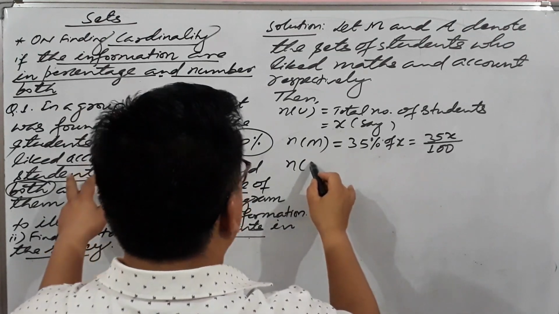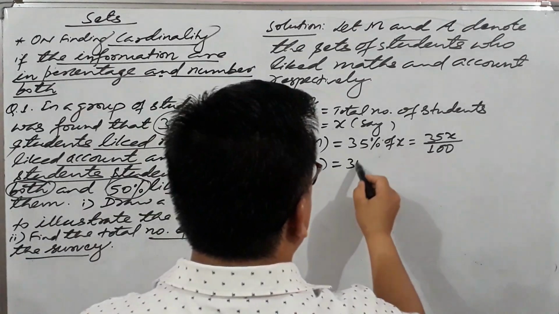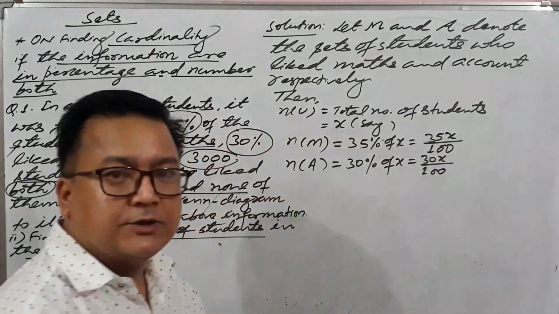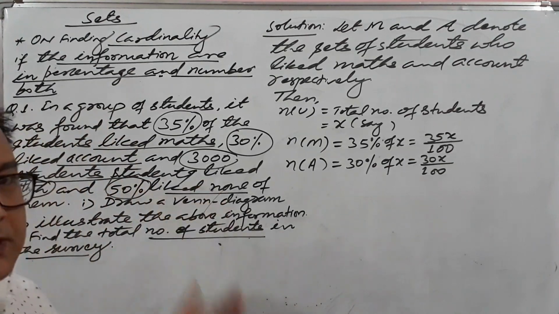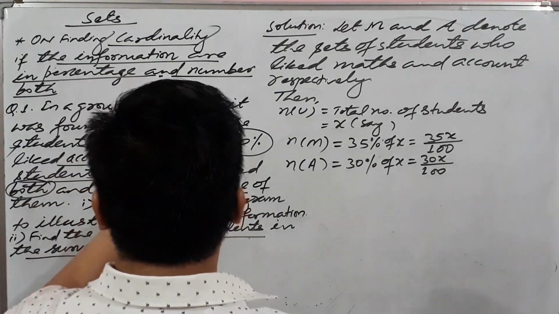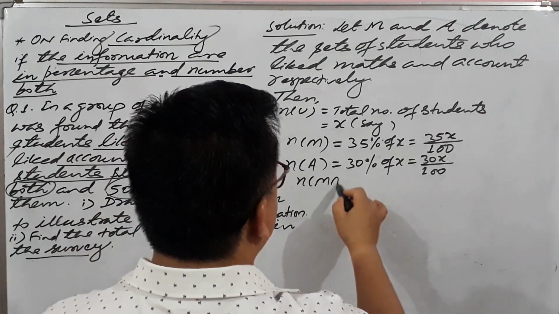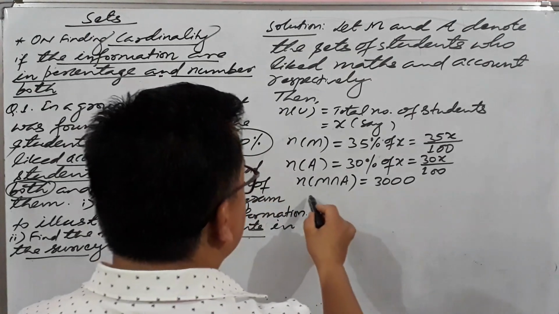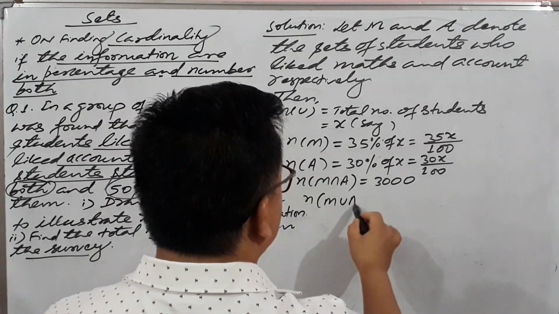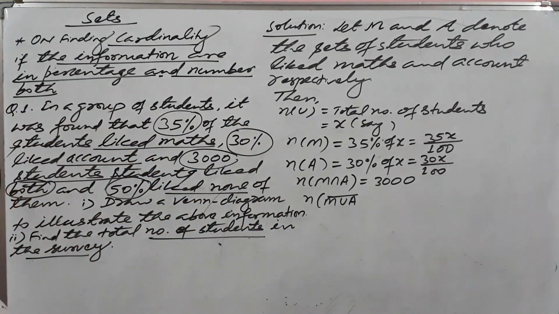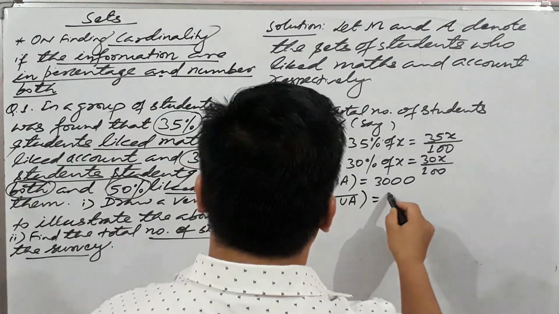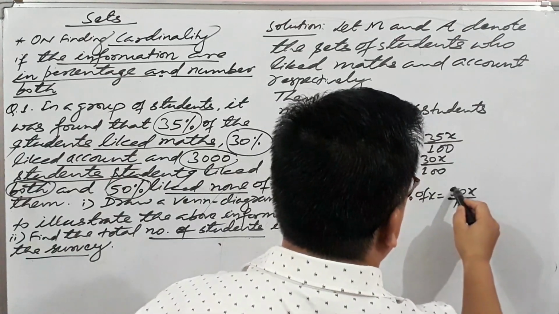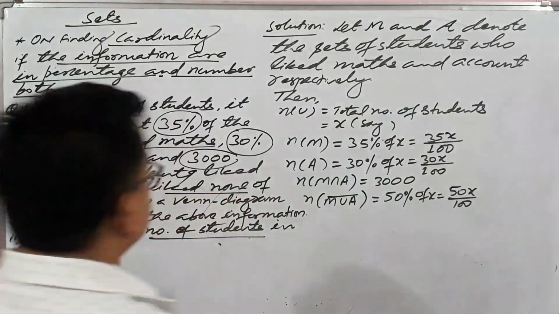I'll tell you later, you will know. Then N of A, accounts, 30%: 30x over 100. There is another method in terms of percentage also, but this one is better. And 3000 students liked both, so for both we have N of M intersection A equals 3000. And 50% like none. For none we use N of the complement of M union A equals 50% of x, which means 50x over 100. Now is it clear?